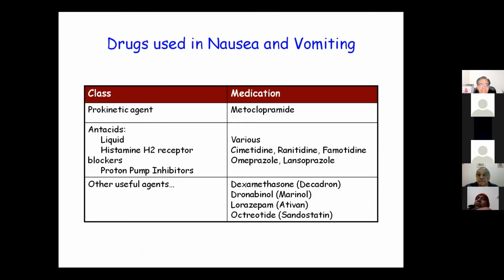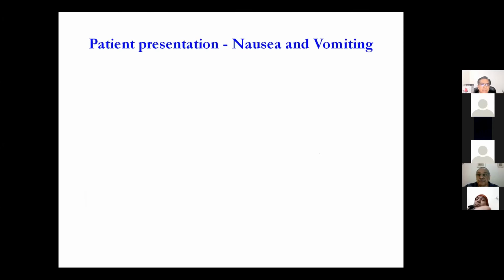At times when there is a gastric irritation because of acidity, we can use antacids. And the other agents that have found their role for the management of nausea, vomiting in palliative setting include steroids, specifically dexamethasone, and octreotide, especially in conditions where there is increased amount of secretions in the background of obstruction.